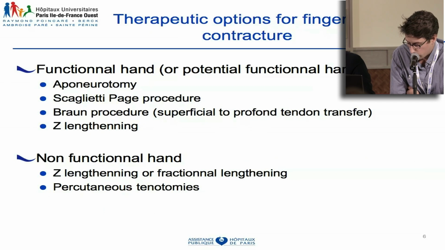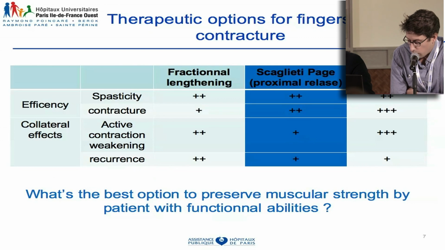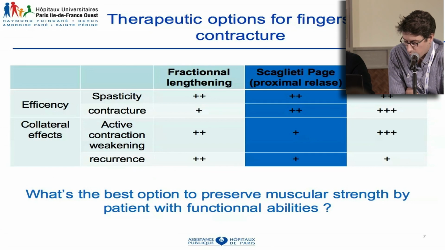And in patients with a non-functional hand, you can perform Z-lengthening. And in very fragile patients with only a hygienic goal, it's possible to perform percutaneous tenotomies. But what's the best option to preserve muscular strength in patients with functional abilities?